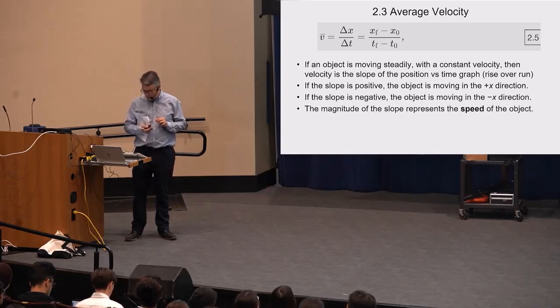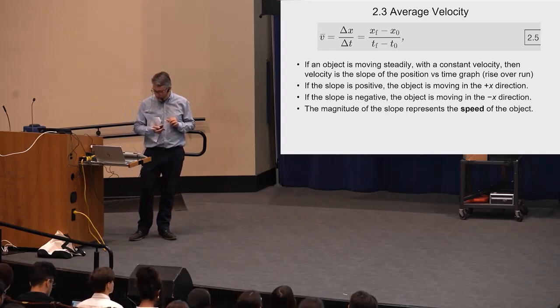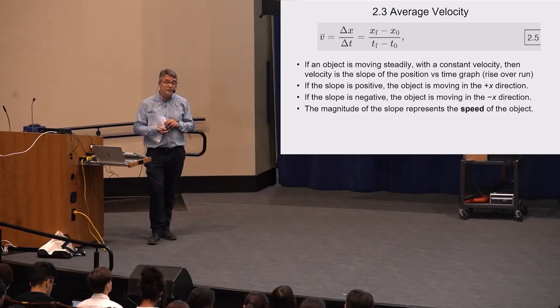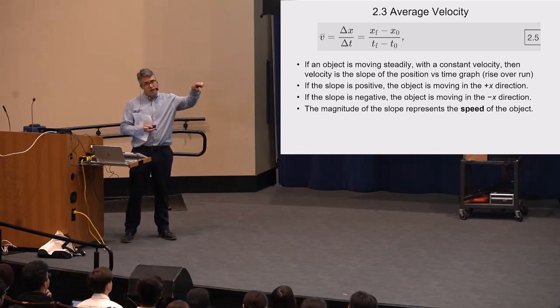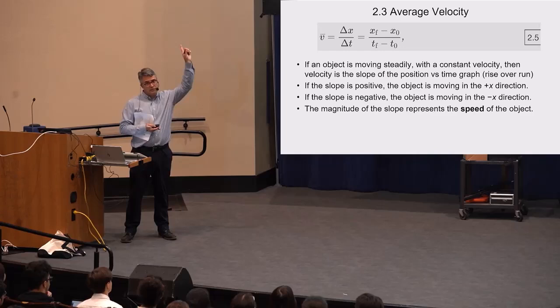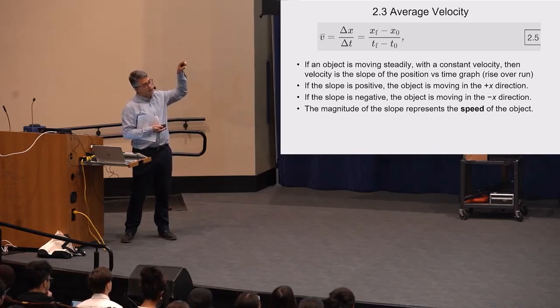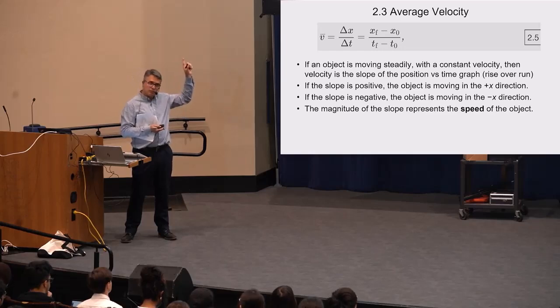So if an object is moving steadily with constant velocity, then the velocity is actually the rise over run of a position versus time graph. If you were to make a plot of time on the horizontal axis and displacement on the vertical axis, and you had a graph there, then the delta x would be your rise and the delta t would be your run.